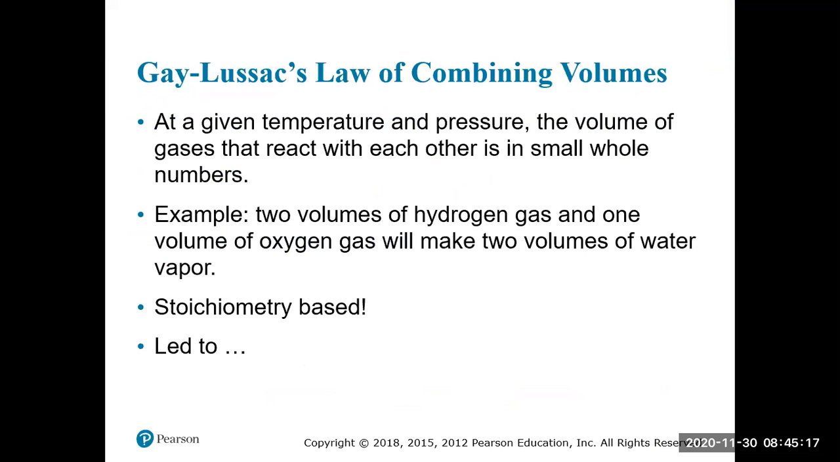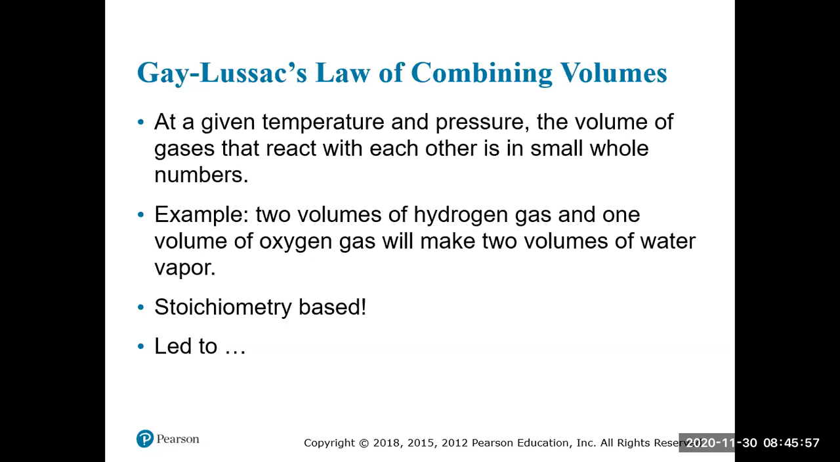All right, at a given temperature and pressure, the volumes of gases that interact with each other are in small whole numbers. So for instance, 2 volumes of hydrogen gas and 1 volume of oxygen gas will make up 2 volumes of water vapor. So here, if we do have some type of reaction taking place with gases, just as we talked about in our regular reaction stoichiometry, reactions with gases also are stoichiometric.